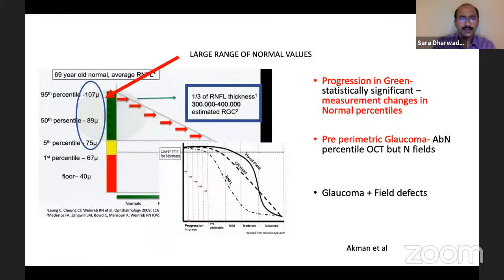Now, because of the large range of normal values that we see for the normal distribution of the nerve fiber layer thickness, there can be significant damage before there is a statistical abnormality that is presented to you by the machine in terms of a color change. Also, there are many cases in which you can have a nerve fiber layer atrophy, but definitely no change in the visual field. That is called preperimetric glaucoma. So you can have so many things that are possible even before the initial field defect starts. That definitely tells you that there is a large playing space for usage of OCT if used in the right manner.